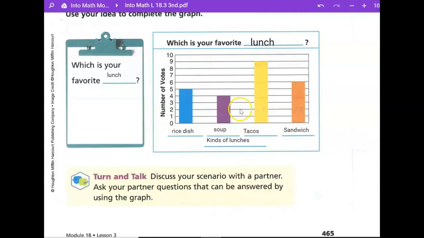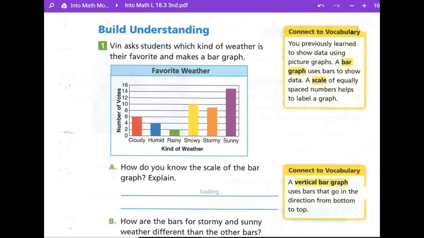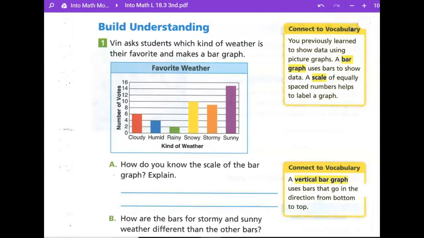And we can answer a question like, how many more students like the rice dish than the soup dish? And in that case, we would say 5 minus 4 is 1. How many more people like tacos than a sandwich? So we had 9 and 6, so 9 minus 6 is 3. Then let's read our yellow box.